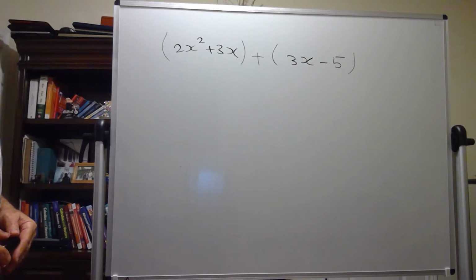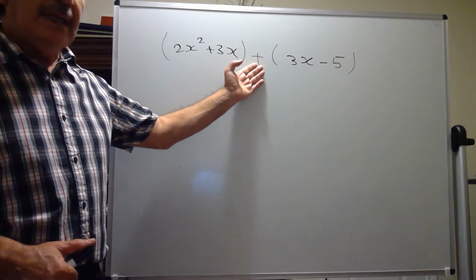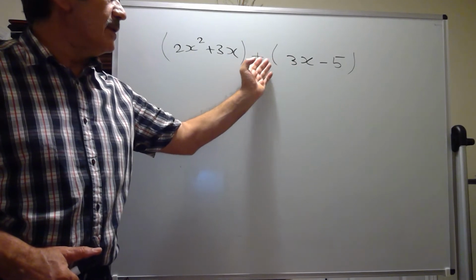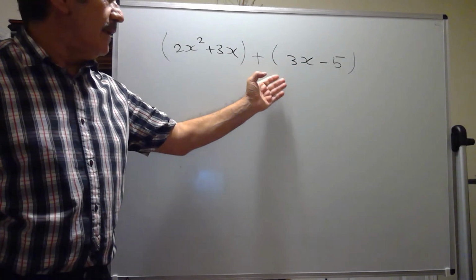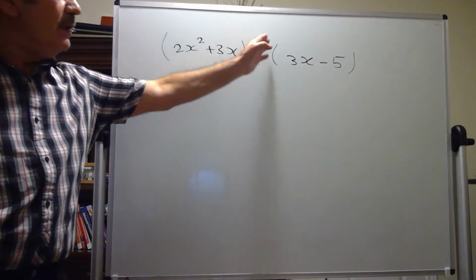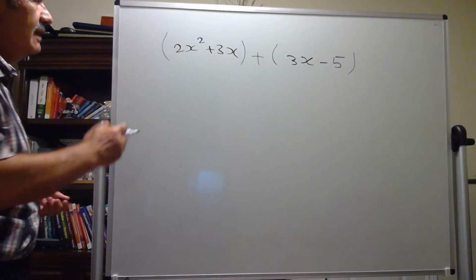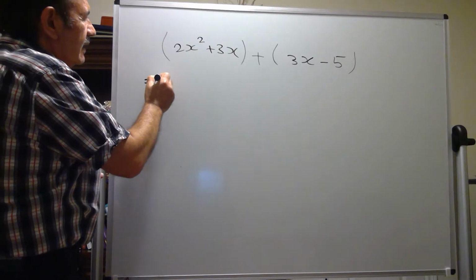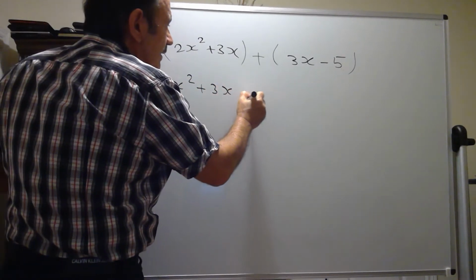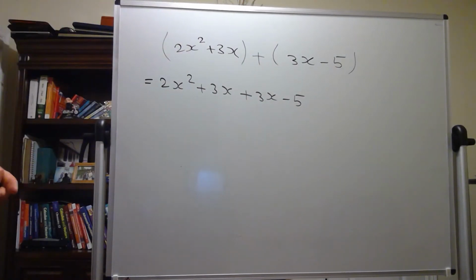So in addition, first just remove the bracket, because this is the addition between this positive sign and this bracket, and there isn't anything between these two. Otherwise it would mean we should multiply. When before the bracket we have a plus sign, just remove the bracket easily. So I can write this one as 2x squared plus 3x plus 3x minus 5. Okay, I just removed the bracket.